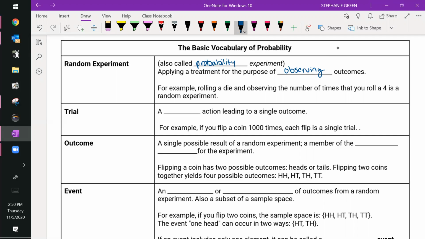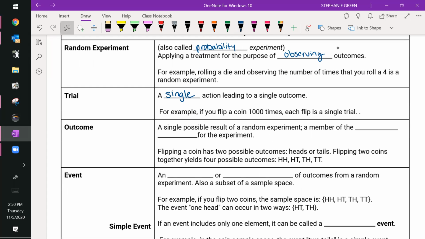Every time I'm performing a random experiment, each time that I do something, like if I roll a die or I pick a card or I grab something from a hat, each time that I do that, I am performing a trial. A trial is a single action leading to a single outcome. So if I roll my die 10 times, then I'm performing 10 trials in a random experiment.